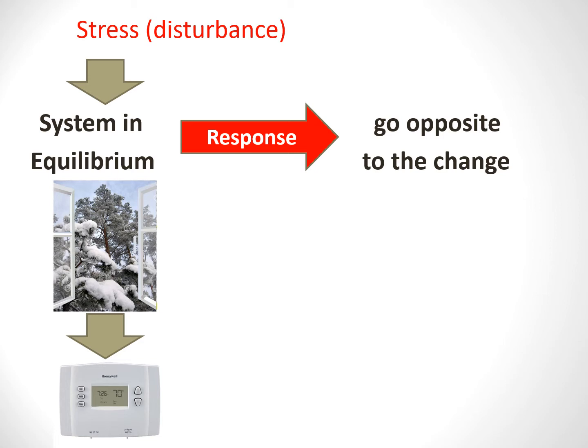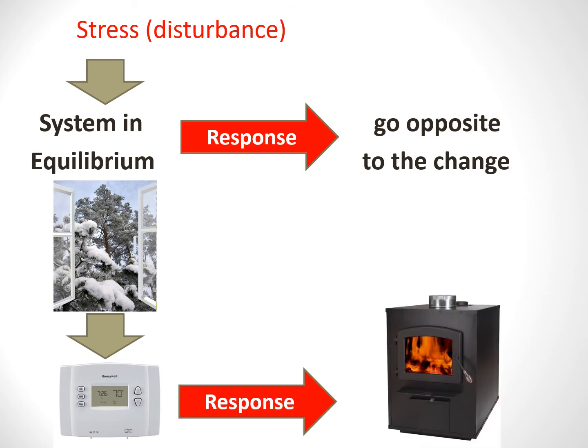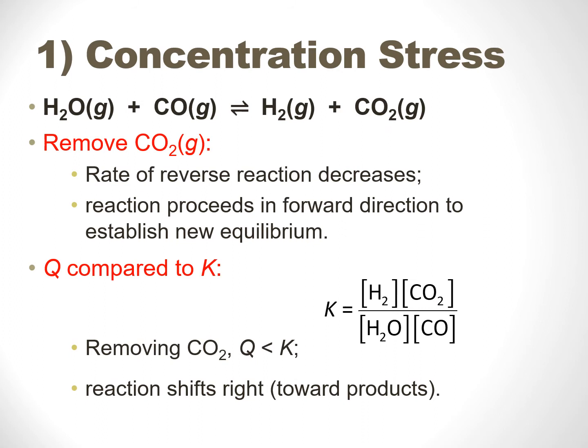So there's going to be a loss of heat, and the system will respond by activating the furnace. The response is always opposite to the change, to the disturbance. As opposed to, let's say you're starting a fire in the fireplace, then the temperature goes up, and the system will respond by shutting off the furnace.